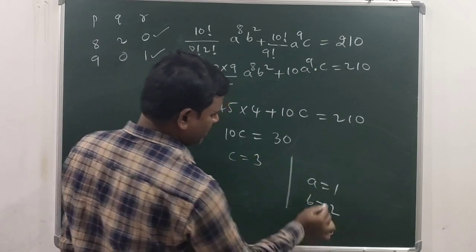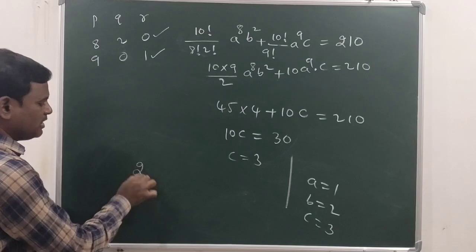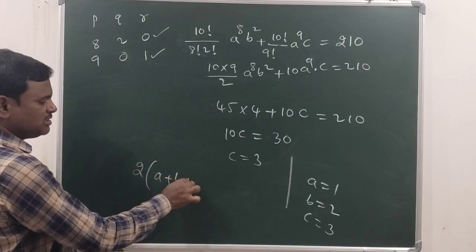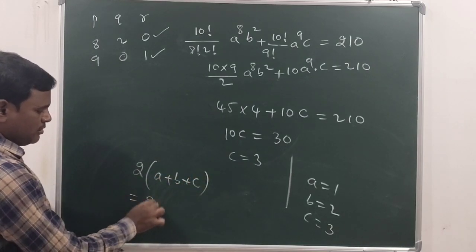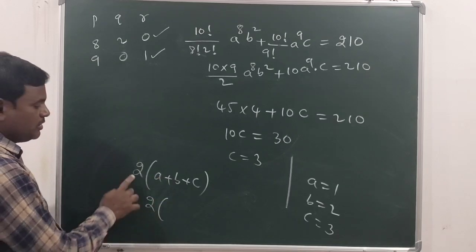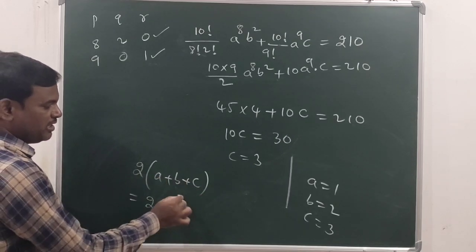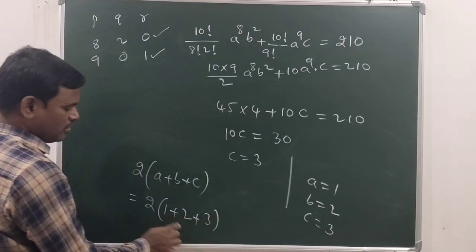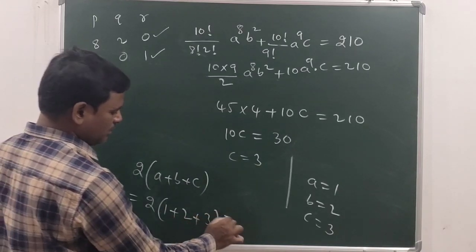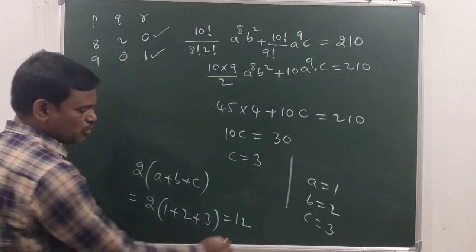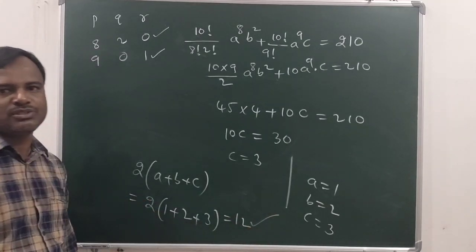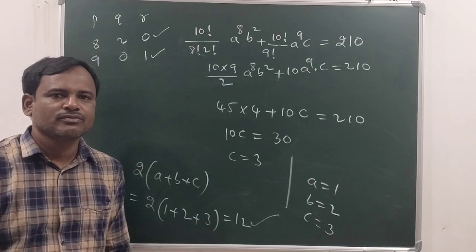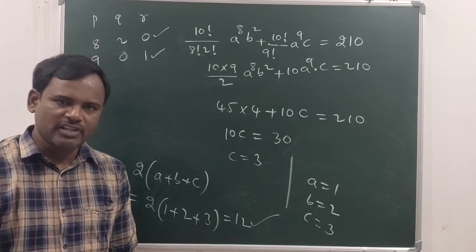You got c as 3. So what do we have to find in the problem? 2 into (a plus b plus c). The a value is 1, b value 2, c value 3. Now how much is this? 6. 6 twos are 12. So 12 is the required answer for this question. Okay students, thank you.